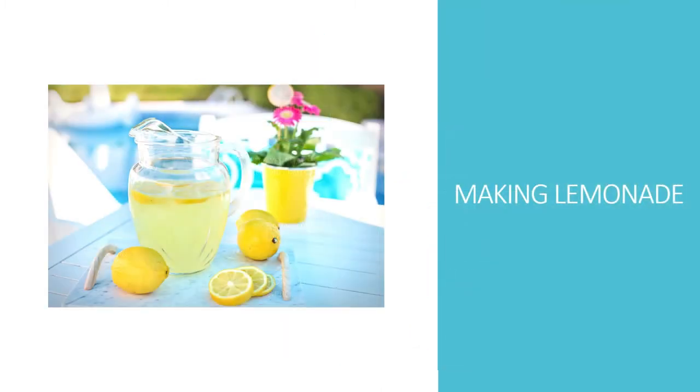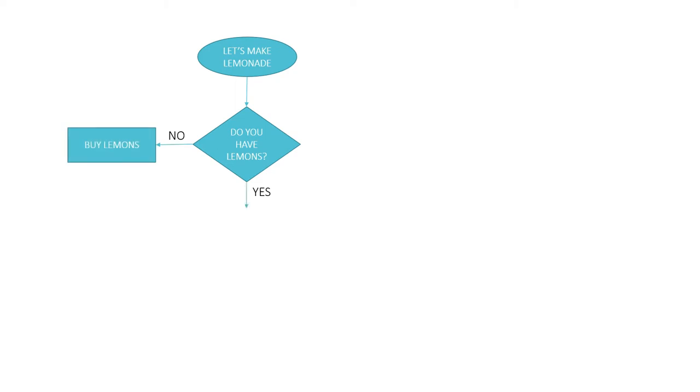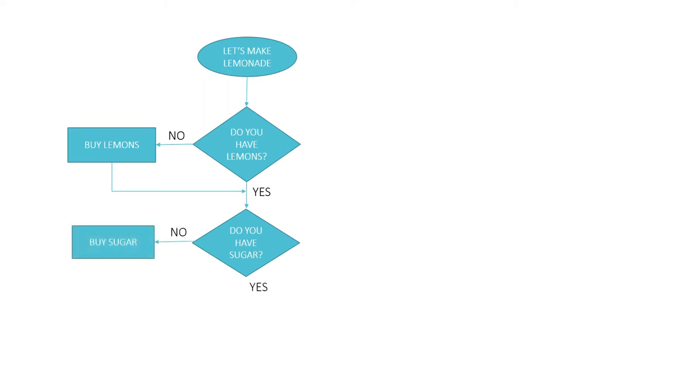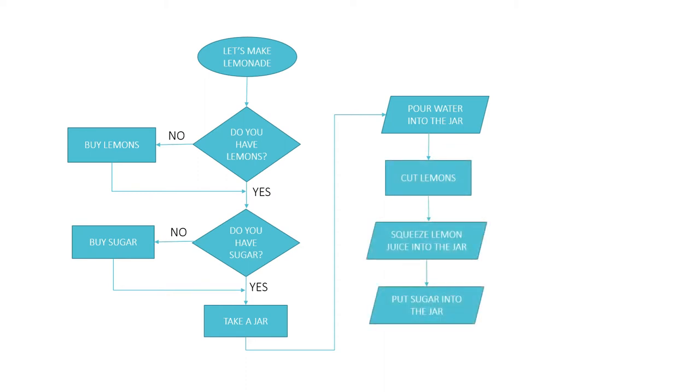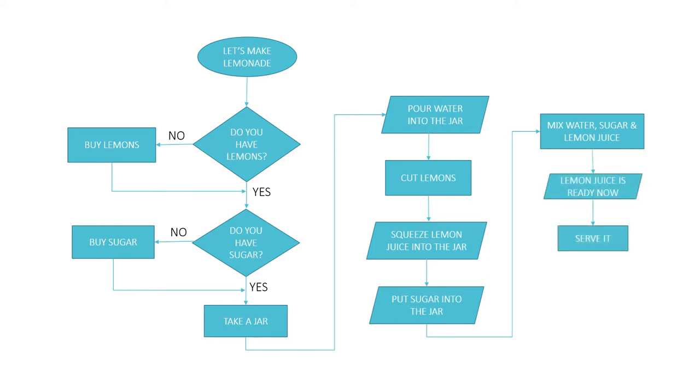Making lemonade using a flowchart. Now, my son Aman is going to narrate the making of lemonade using a flowchart. Okay, let's make lemonade. Do you have lemons? No. Buy lemons. Yes. Do you have sugar? No. Buy sugar. Yes. Take a jar. Pour water into the jar. Cut lemons. Squeeze lemon juice into the jar. Put sugar into the jar. Mix water, sugar, and lemon juice. Lemon juice is ready now. Serve it and drink it.